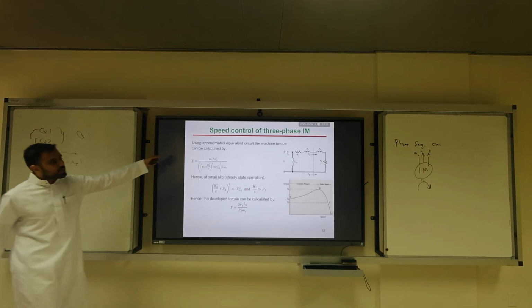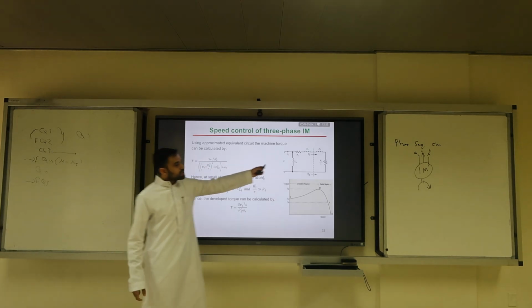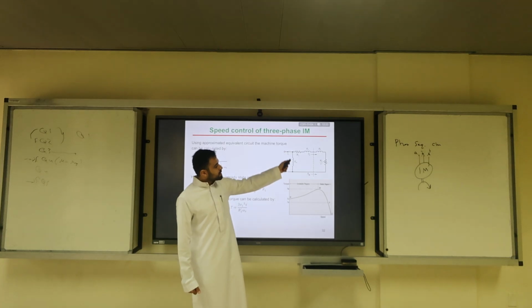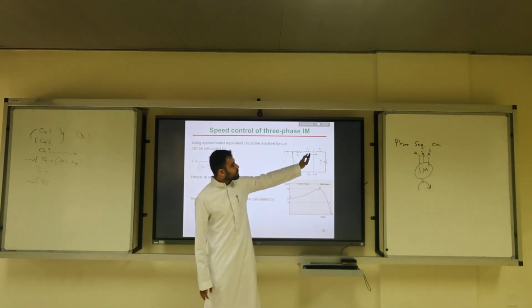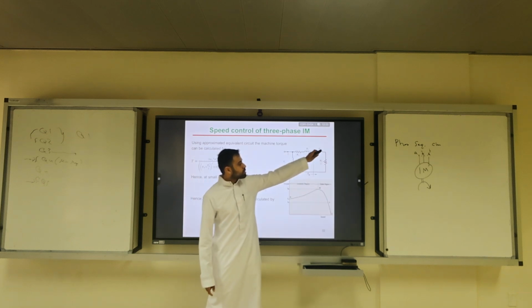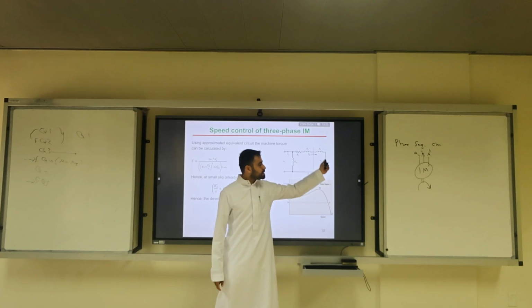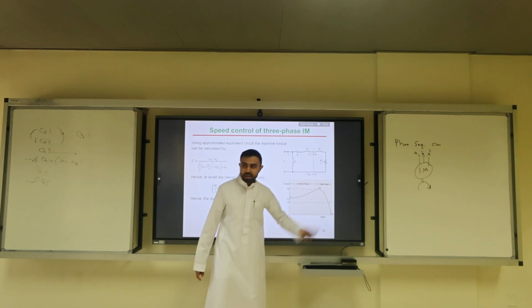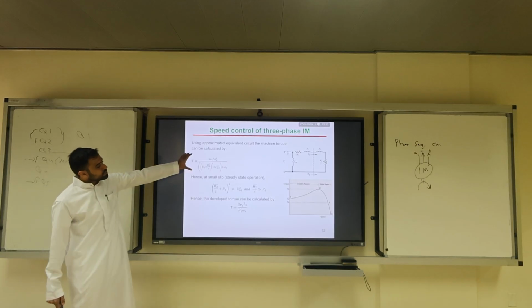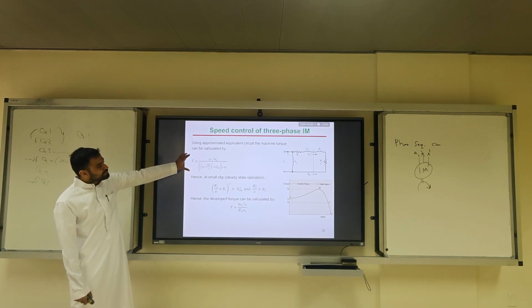Using the approximated equivalent circuit, so we're using circuit 2. If you took 360 with me, the only thing is we move the branch from here to here. Why? To make the current I magnetization plus I2 prime connecting all the resistances in series, R1 and R2 prime over S. So this is the closed-form expression.